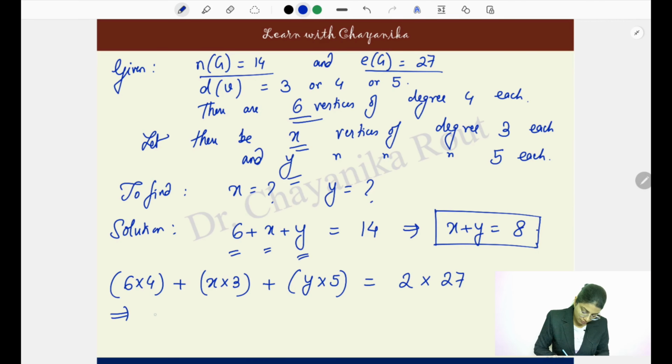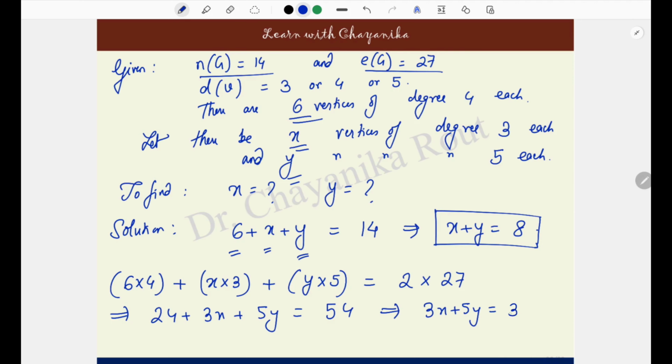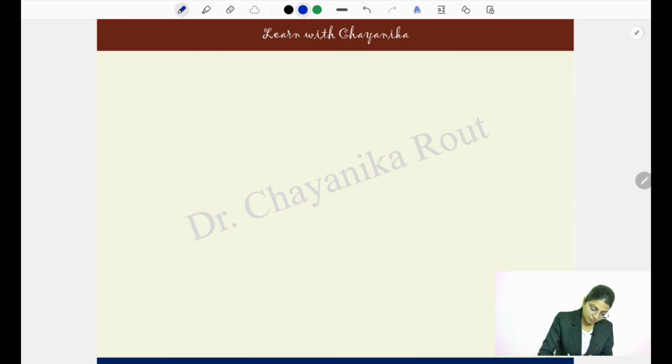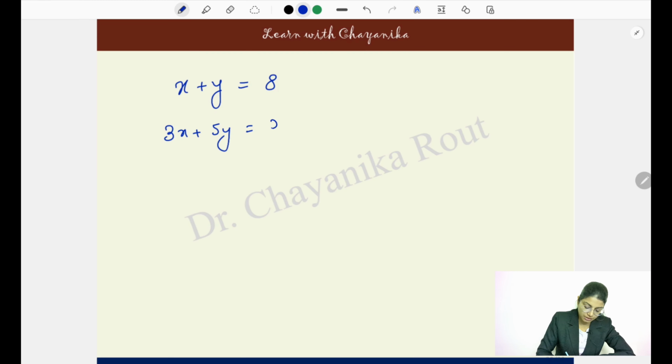So from here we get 24 plus 3x plus 5y is equal to 54, which can be simplified as 3x plus 5y is equal to 30. So this is another equation in x and y that we have obtained. So we get two equations in two variables. One is x plus y equal to 8 and the other is 3x plus 5y is equal to 30. So we can solve this system of equations, two equations in two variables, easily.